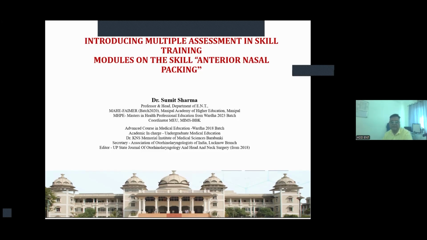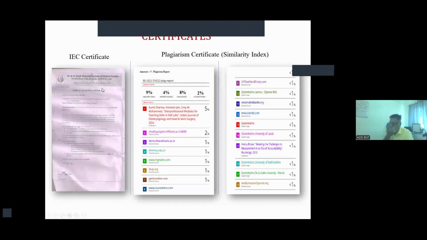And it was later extended to my MHPE fellowship. So this work has been done for 2 major fellowships in medical education, and I'm extremely grateful to the organizers for giving me this opportunity. These are the certificates. This is the Institutional Ethics Committee approval, and this is the plagiarism certificate. And the study has been published in the JIMA index journal, which is indexed in Scopus, and the plagiarism report was less than 9%.